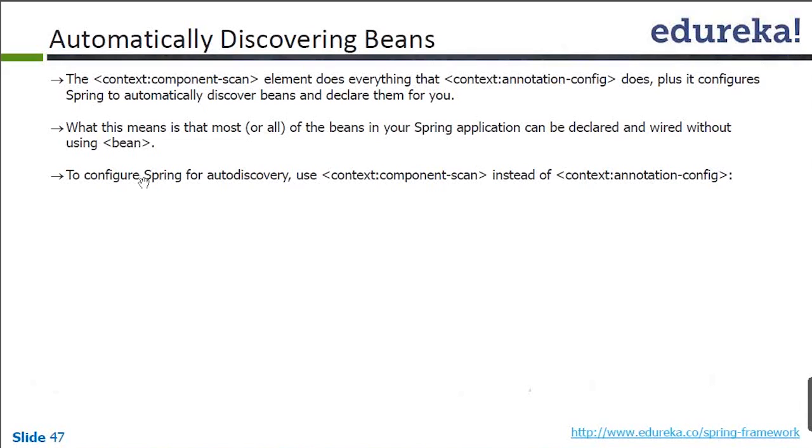What this means is that most of the beans in your Spring application can be declared and wired without using the bean tag. That means now we are going to get rid of the bean tag itself. To configure Spring for auto discovery, use context:component-scan instead of context:annotation-config. Boss, what are we moving towards?